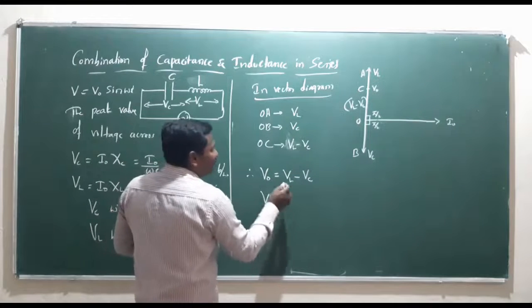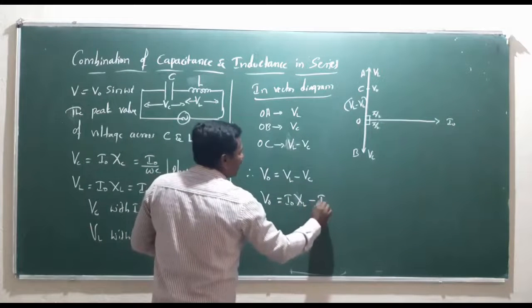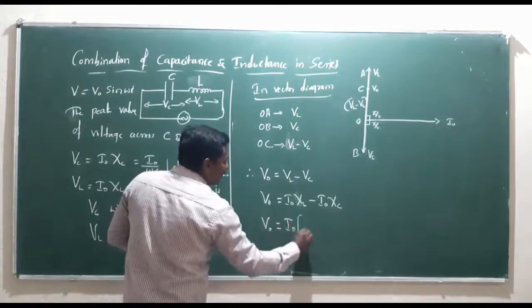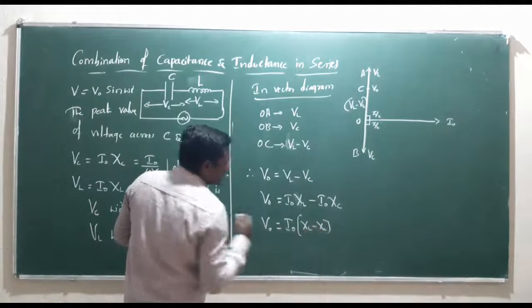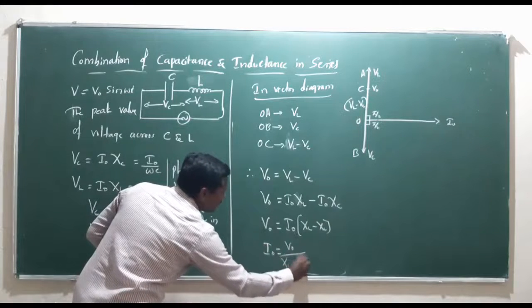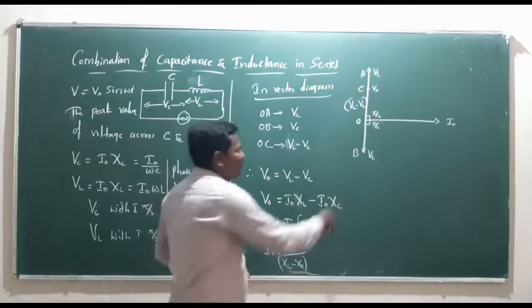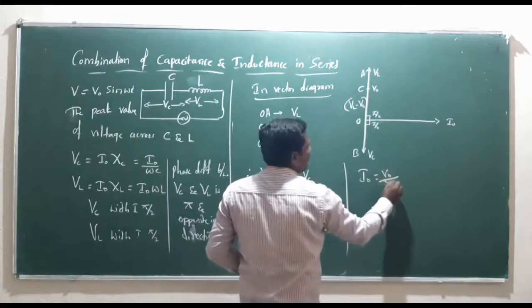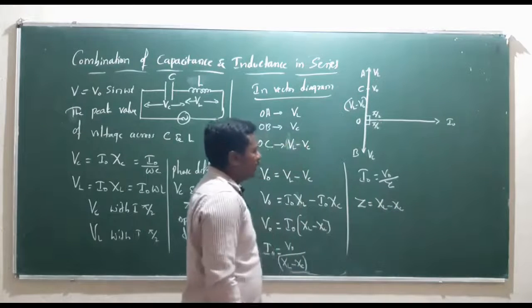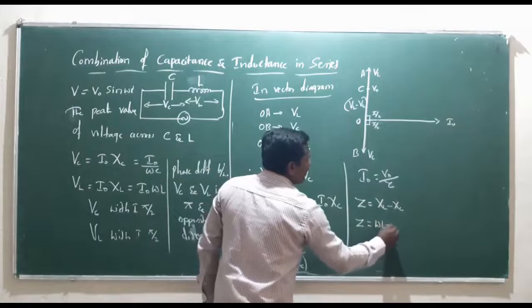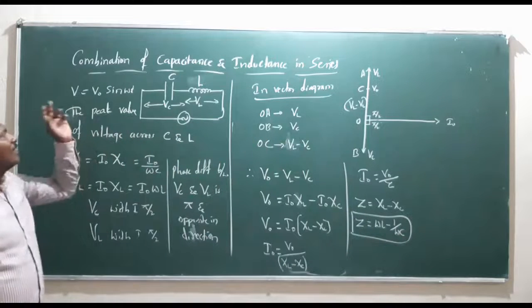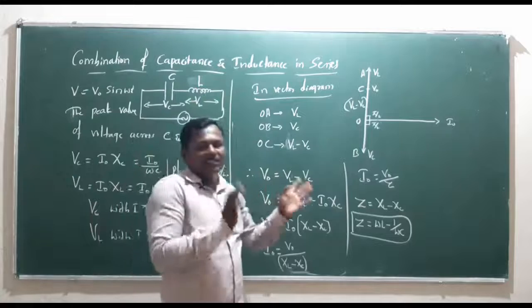Now V0, which is equal to VL minus VC, is nothing but I0 chi of L minus I0 chi of C. Now V0 is equal to I0, which is a common term, times chi of L minus chi of C. So I0 is equal to V0 divided by chi L minus chi C. If we compare with the expression I0 equal to V0 divided by Z, here Z is equal to chi of L minus chi of C. This can also be written as omega L minus 1 divided by omega C, and this is the expression for the impedance in the combination of capacitance and inductance in series.